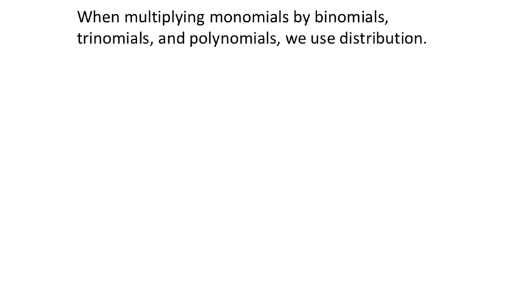As usual, it's like, oh, that'd be nice if all the problems were like that, but it's not going to stay that way. So when multiplying monomials by binomials, trinomials, or polynomials, we just use distribution. Pretty much we're always going to use distribution. If you've heard of FOIL, it's still distribution. That's all it is. So let's take a look.